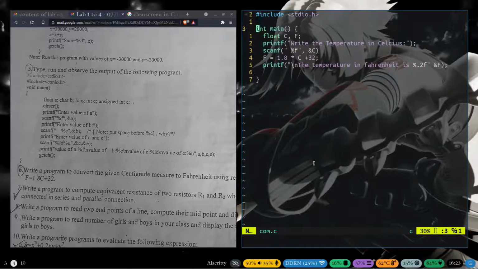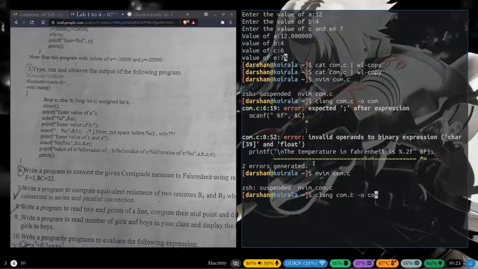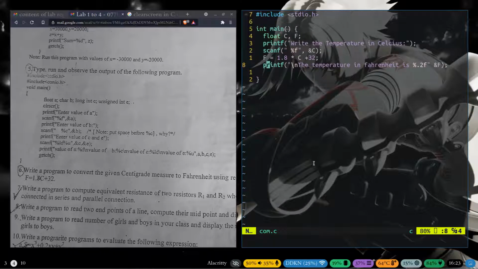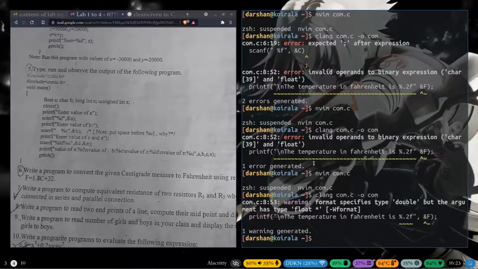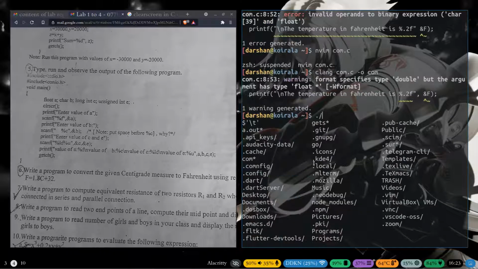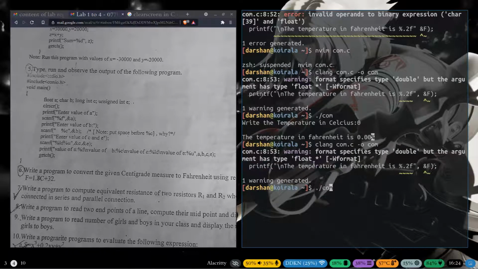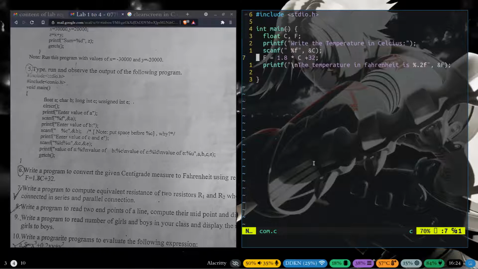Oh man, shit, where is the semicolon? Okay. Oh shit, again the thing, man. Clang. Okay. The temperature in Celsius 0. Fahrenheit is 0. Oh, what the heck is this talking about? 1.8 into Celsius. This should be 32, but why is it not?